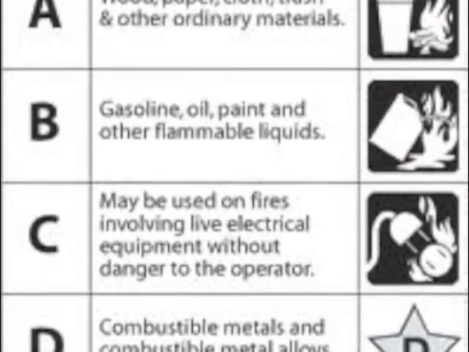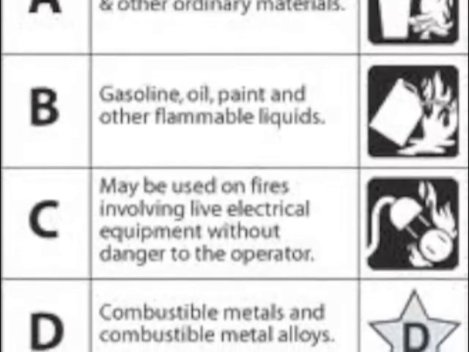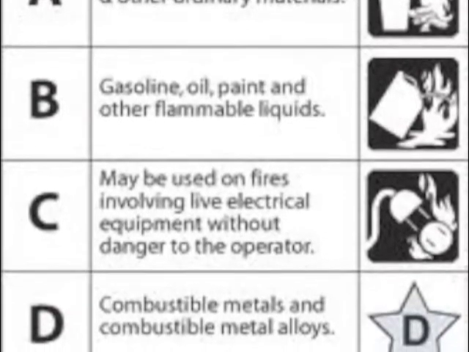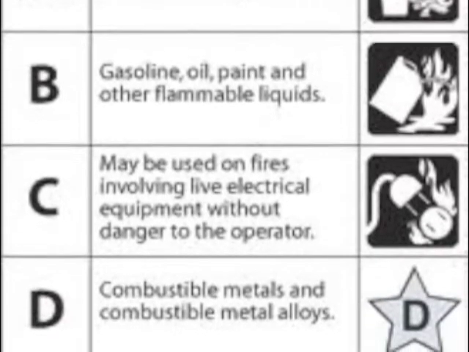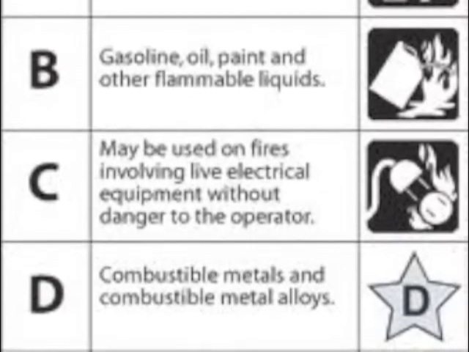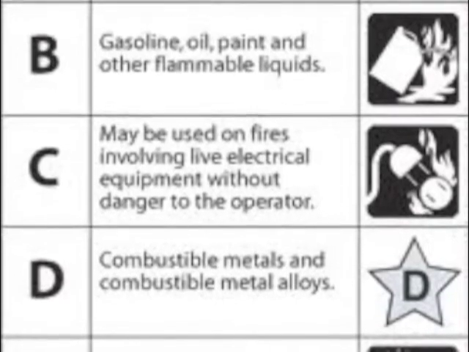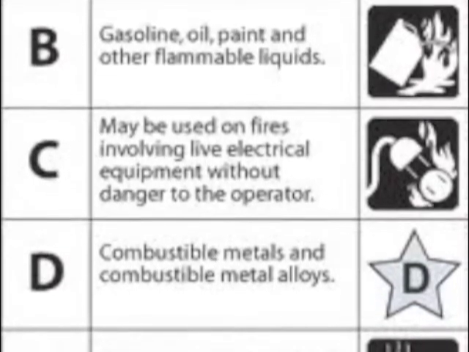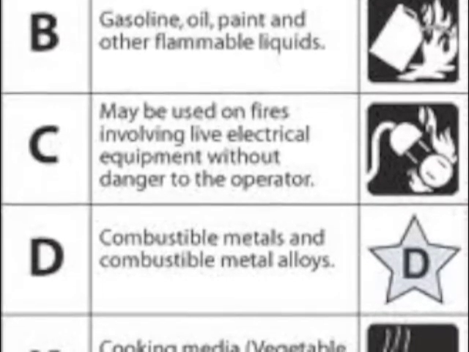Class C fires are fires involving energized electrical equipment such as motors, transformers, and appliances. Removing the power of a Class C fire would make it into a different type of fire. Class D fires are fires of combustible metals such as potassium, sodium, aluminum, and magnesium. Class K fires, the new addition, are cooking oil and grease fires such as animal fats and vegetable fats.